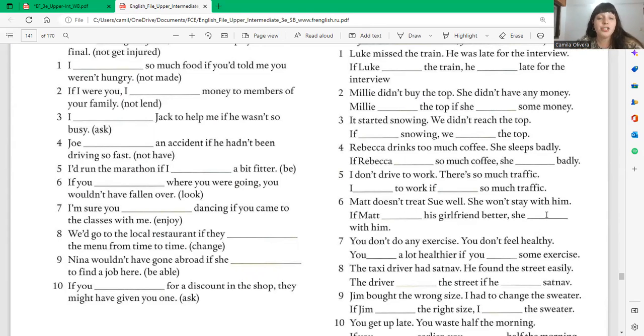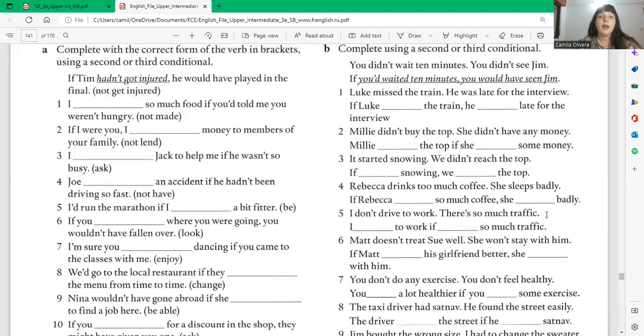This was a really short explanation. Don't worry. I'm sure that you're going to understand. Just think that the second conditional is used for an imaginary situation in the present or future, and the third conditional is used for an imaginary situation in the past. We can mix them in order to talk about a past situation with a present or future consequence. They are really easy. I just want you to practice and to remember the past perfect. They would have the past participle.